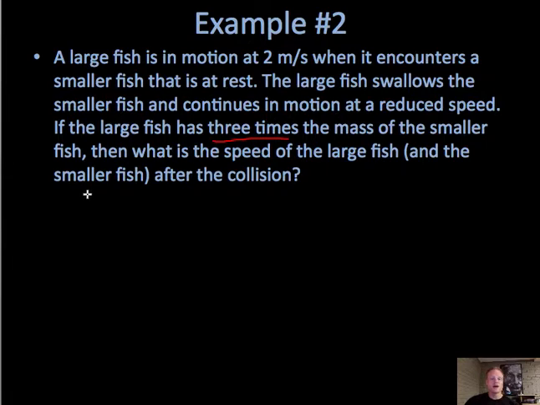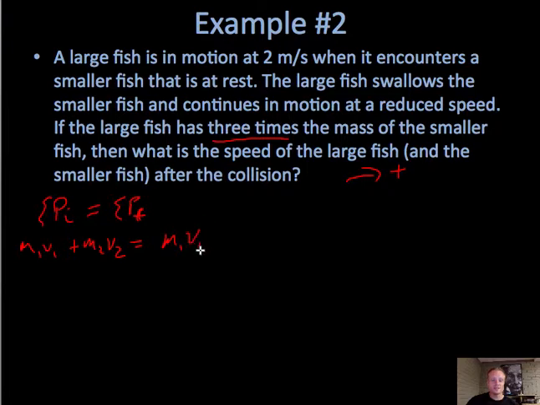Well, remember, I'm going to say everything to the right is positive. That's always how I'm going to do things. The total initial momentum must equal the total final momentum. It just has to be the case. And I'm going to start setting up our equation here, where we have m1 times v1 plus m2 times v2 equals m1 times v1 plus m2 times v2.